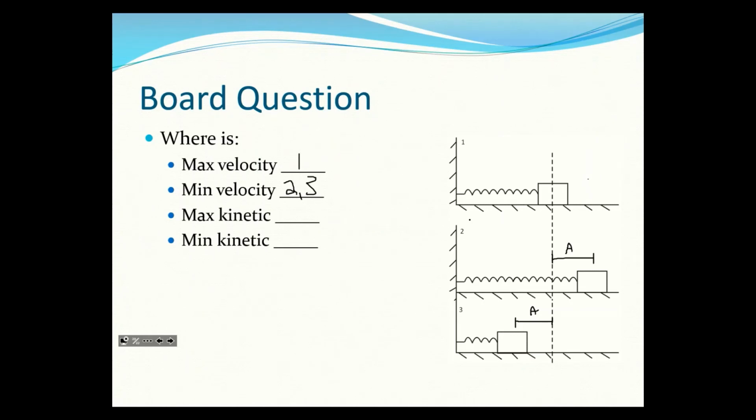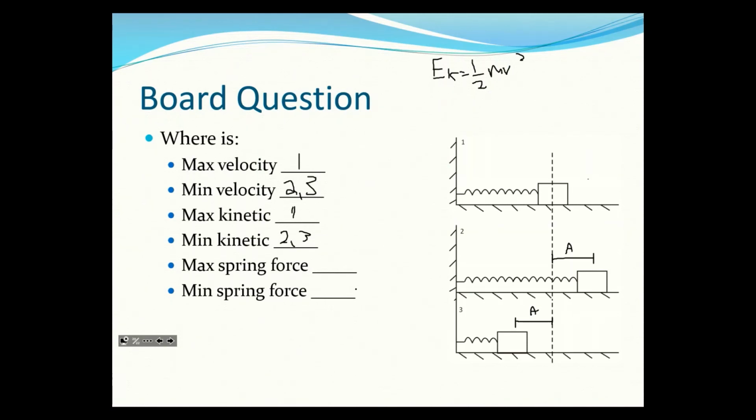Where's the maximum kinetic energy? Where's the minimum kinetic energy? Okay, so our formula for kinetic energy is EK equals 1/2 mv squared, right? The mass doesn't change. So the bigger the velocity, the bigger the kinetic energy. So it's going to be the same. The maximum kinetic energy is where it's moving, and the minimum kinetic energy is where it's stopped.